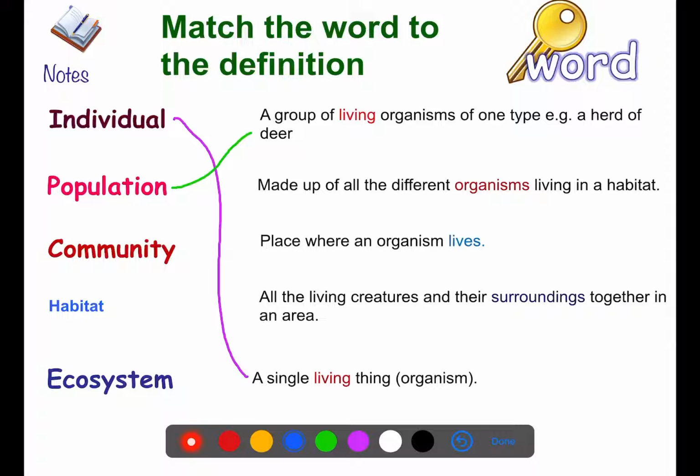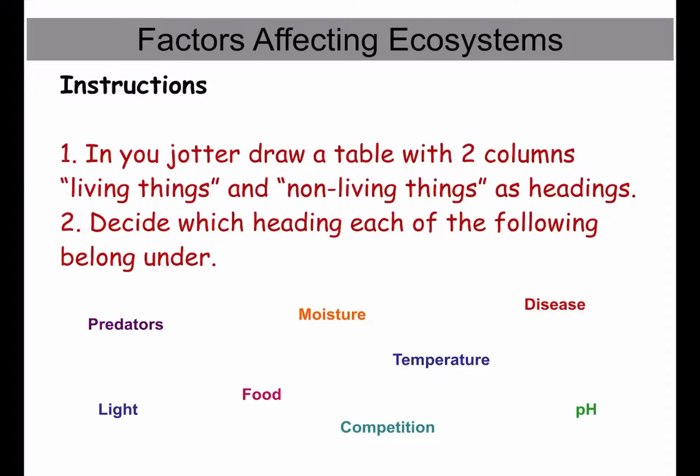We've then got the community. So a community is made up of all the different living things within a habitat. So within one place, all the different populations and individuals that are there. The habitat is the place where an organism lives. And if we bring all of this together, so all of the living creatures and their surroundings, that is an ecosystem.